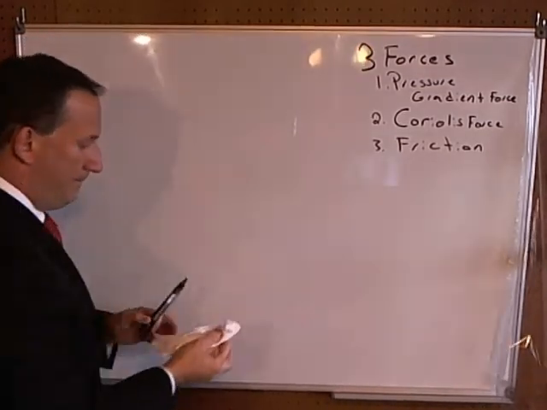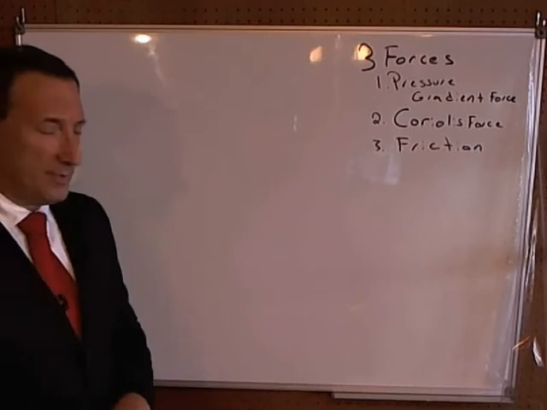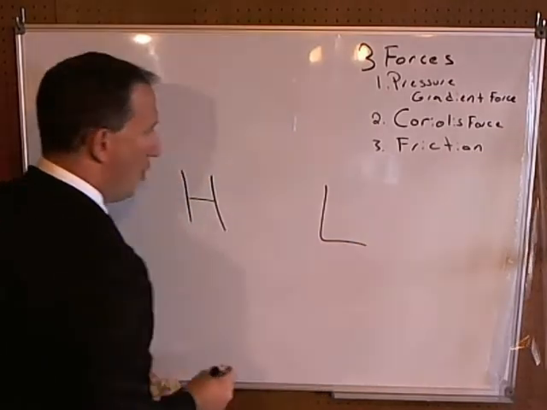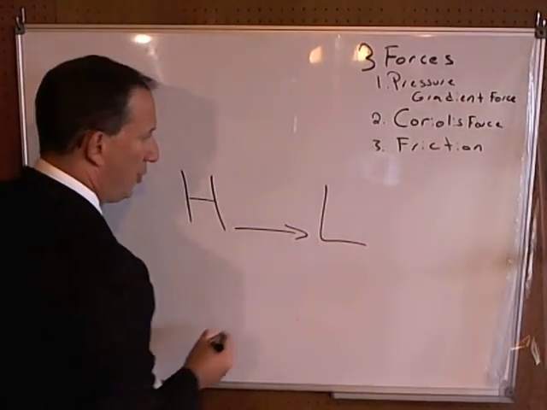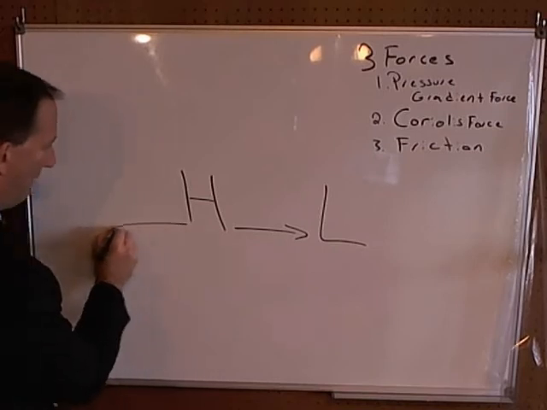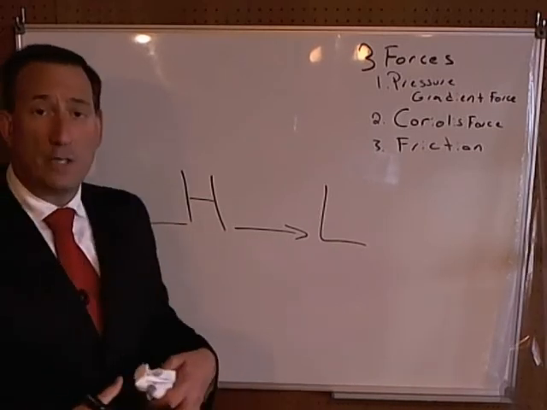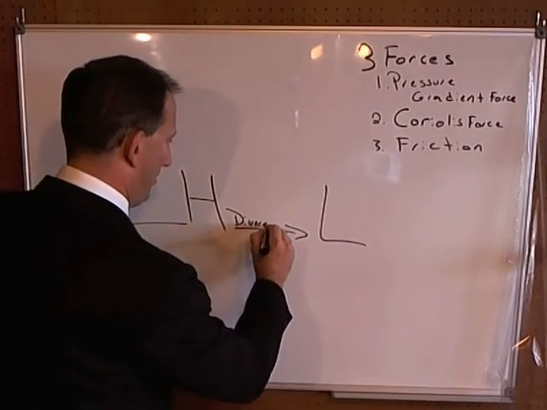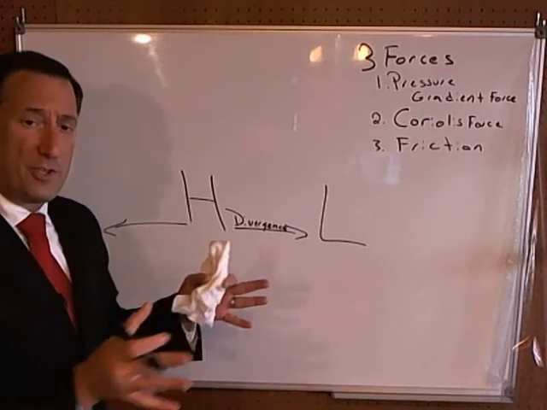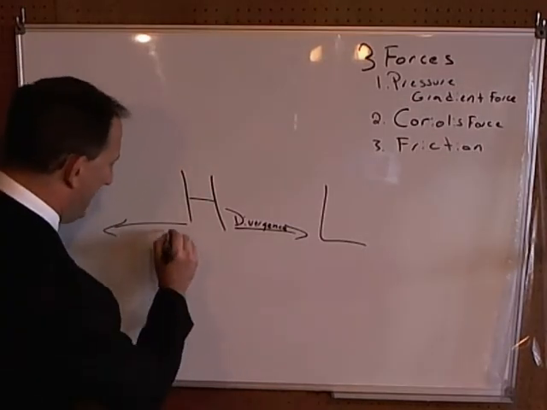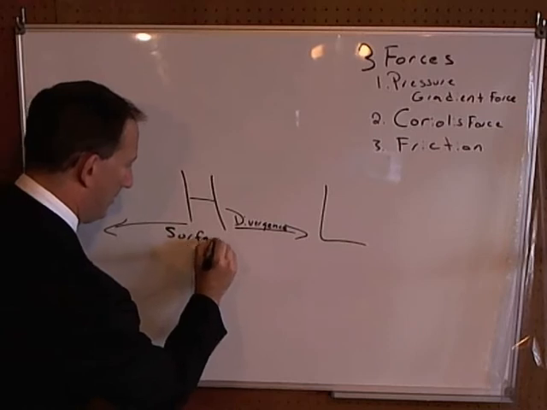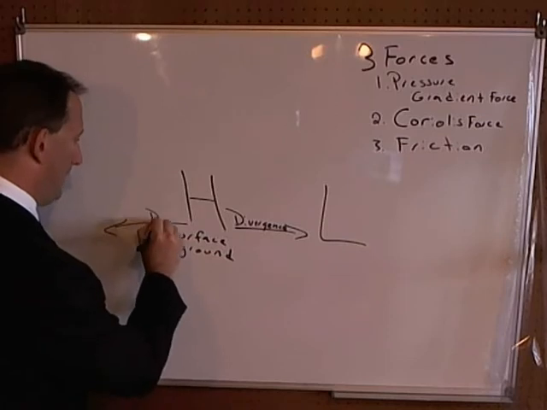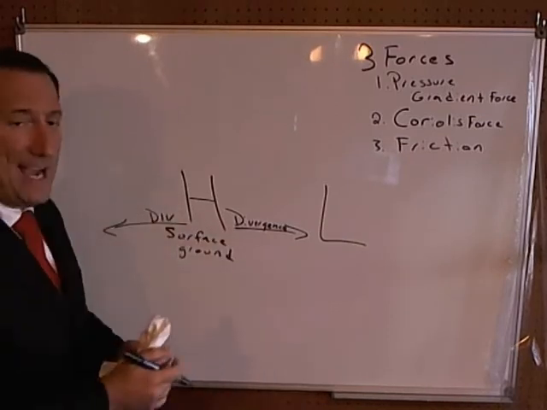So when we're looking at high pressures and low pressures, okay, if this is high pressure here and this is low pressure here, wind is going to flow towards low pressure. Wind flows out of high pressure. This is what we call divergence. We have diverging air out of high pressure, okay? And this is the surface, or the ground. So this is diverging air out of the surface.